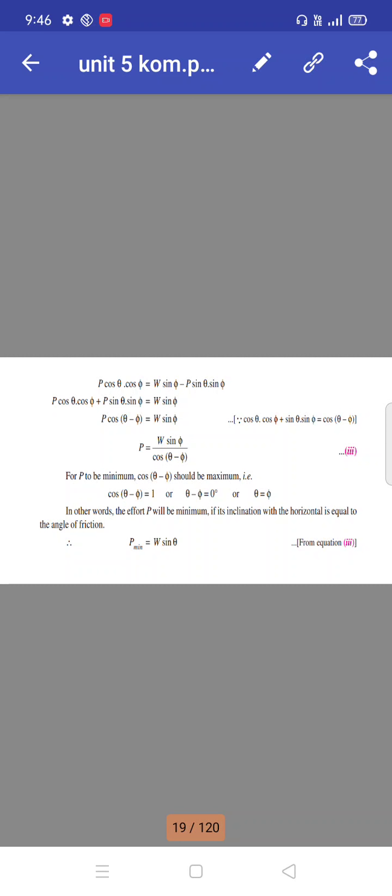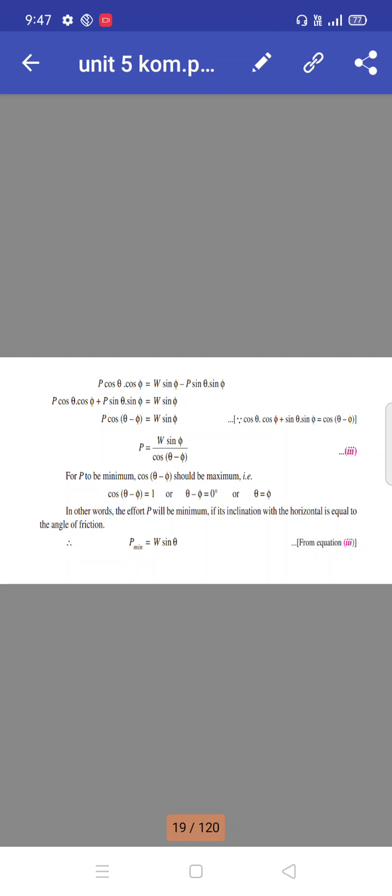P cos theta cos phi is equal to W sin phi minus P sin theta sin phi. P cos theta cos phi plus P sin theta sin phi is equal to W sin phi. P cos of theta minus phi is equal to W sin phi. So P is equal to W sin phi divided by cos of theta minus phi.